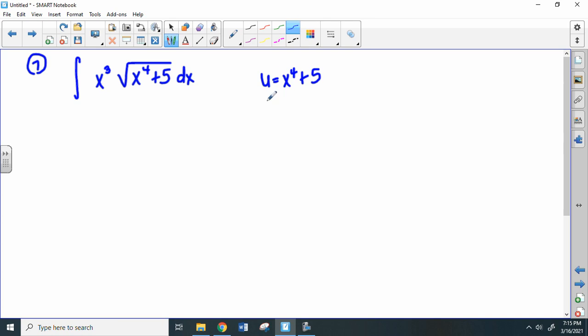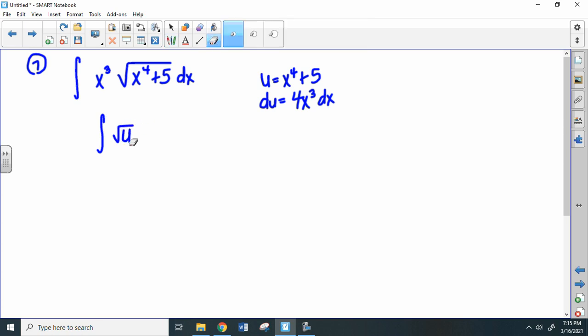Since I don't have the radical here, du is a lot easier. I just get 4x cubed and of course dx. What happens to the radical is that what's underneath it is u. So I'm really taking the square root of u, which I'm going to be able to rewrite as u to the 1/2. But I don't actually have du yet. I have part of it, I have x cubed times dx, but I still need a 4.